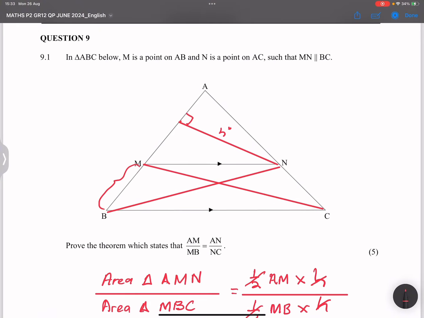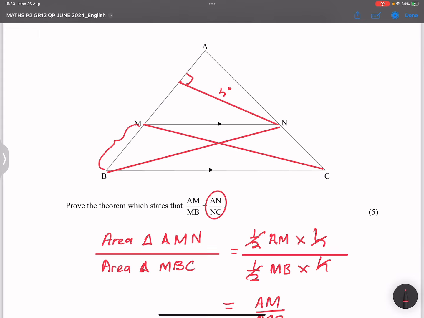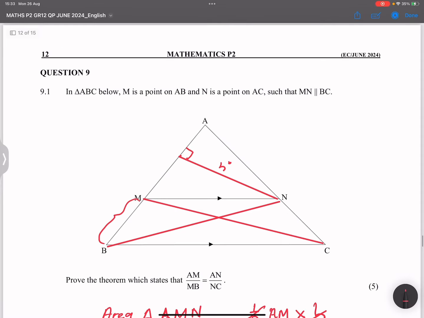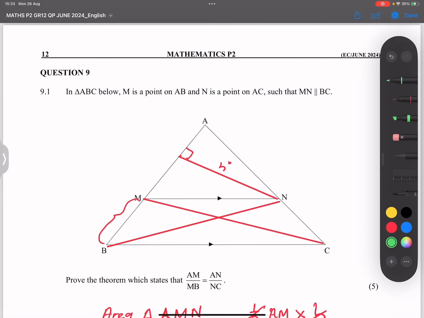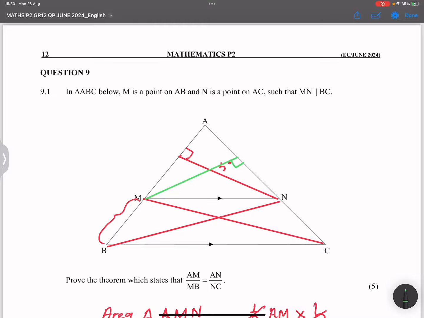Now let's find the next one. We also need to find the ratio of AN over NC. So what we're going to do is have another line that is perpendicular, and I'm going to take the area of AMN again. Let's give that height the name L. So that is L. And for triangle NBC, your height would also be L.